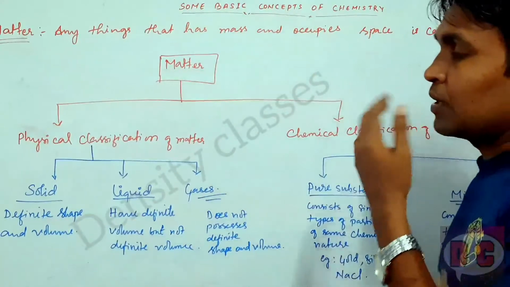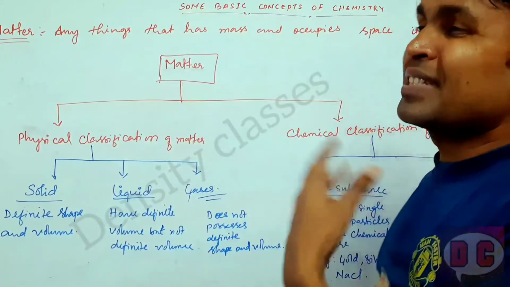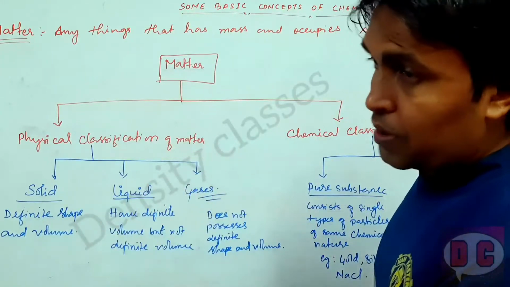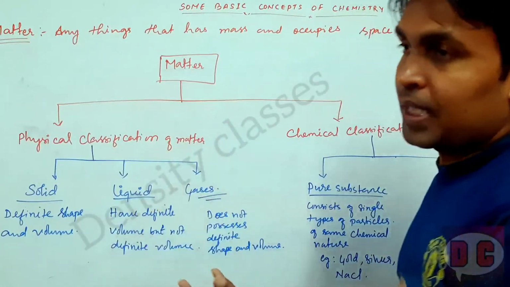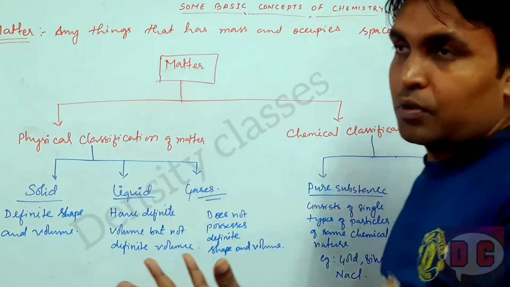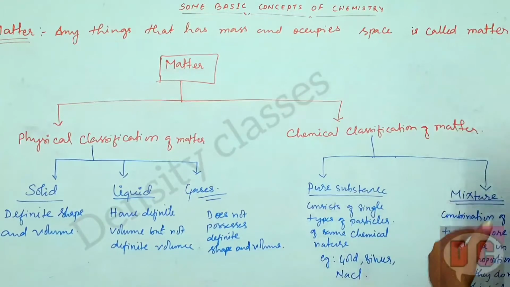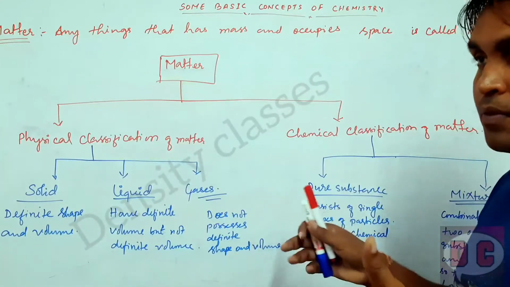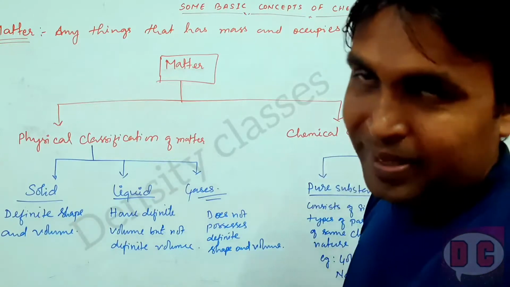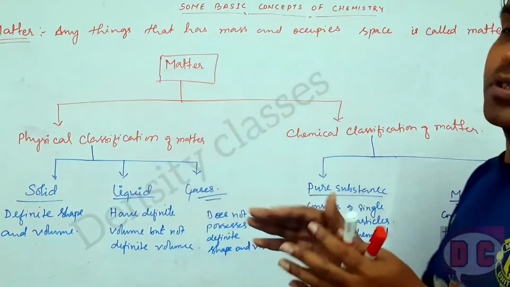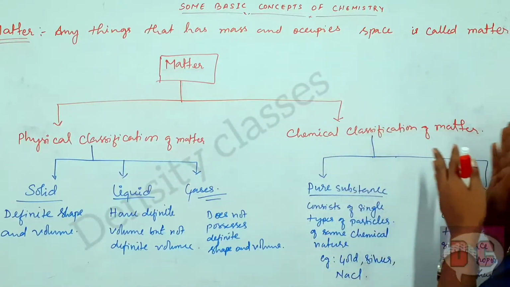In physical classification, basically we will be seeing in which states matter occurs, physically how they are present, in which form they are present. Those things we will be seeing in physical classification. In chemical classification we will be seeing what are the different types of matter and what are their chemical compositions, and on the basis of those chemical compositions we will be dividing matter in chemical classification.